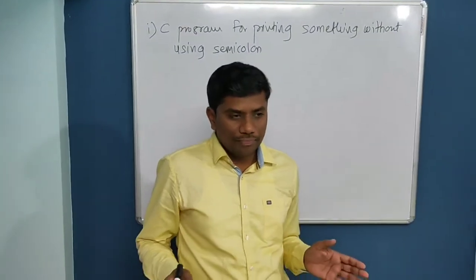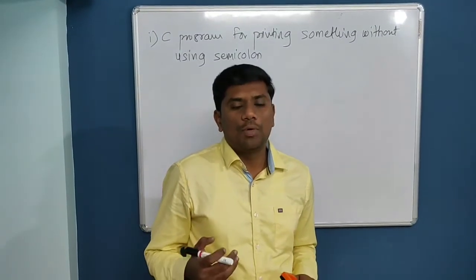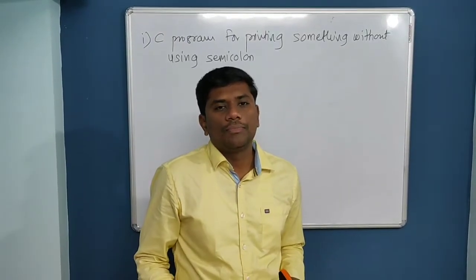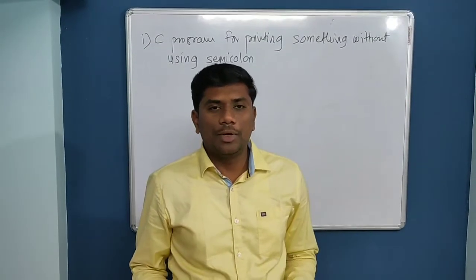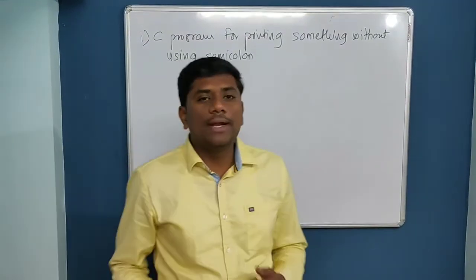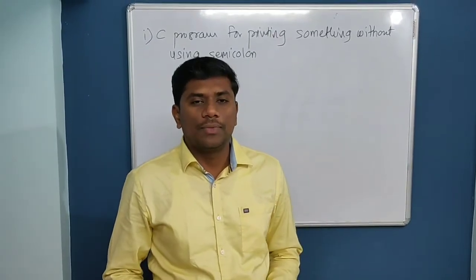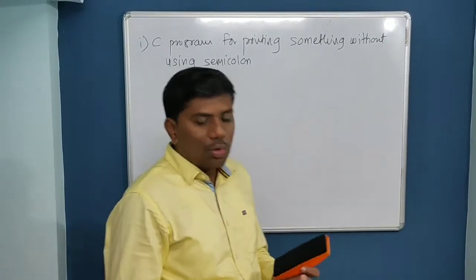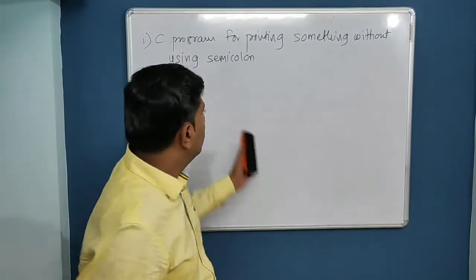Generally, whenever we think about any C program, the semicolon is very important, and we can find it everywhere. Suppose there is getch, then there is a semicolon. If there is a printf, there is a semicolon. If there is a return 0, there is a semicolon. Then how do we write a C program without using a semicolon for printing something? The answer is very simple, and you should know it. So what is the code for printing something without using a semicolon? That we will see.